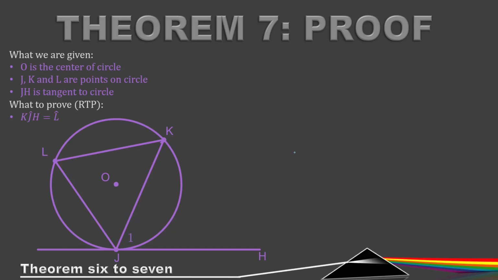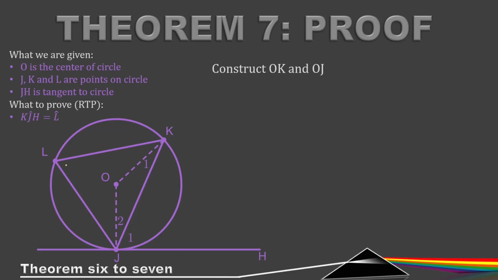Now as in previous proofs, we are going to make a construction, and the construction lines we are going to draw is OK and OJ. Now also before we start, I'm just going to tell you first where we are heading or what we are planning to do, and then I'm going to do it here.